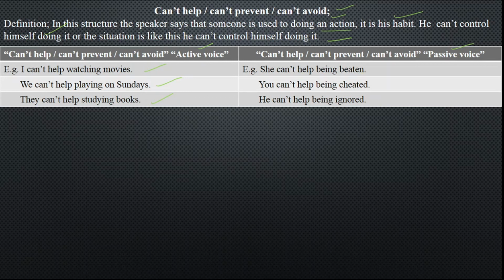And in passive voice, how you're going to use it: she can't help being beaten. You know that as her habit. Once she's not punished, she does not stop doing that activity. And you can't help being cheated. Without cheating you cannot spend your life in exams, you are addicted to that. You don't prepare yourself and you have just become addicted to it. And he can't help being ignored. Now over there, he cannot control himself to be ignored. Yes, so over there you'll be using it in this sense.